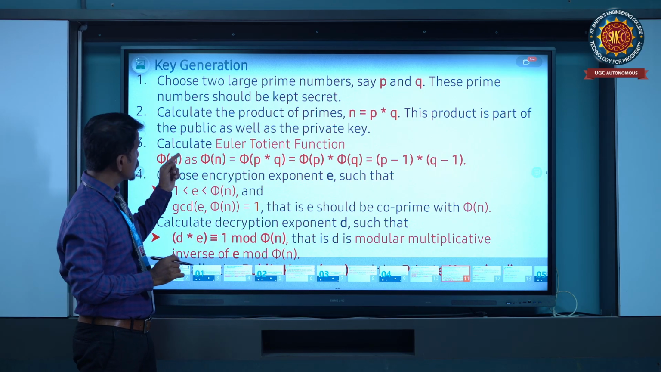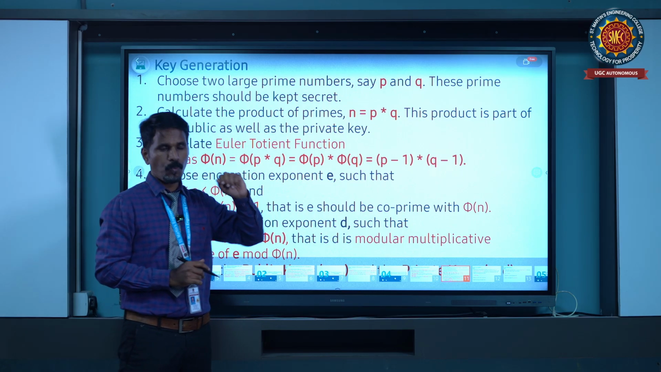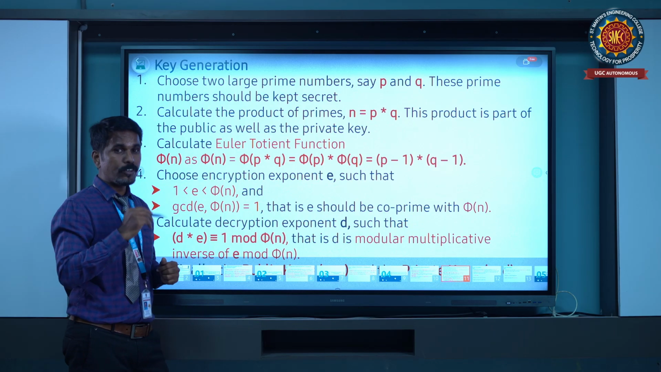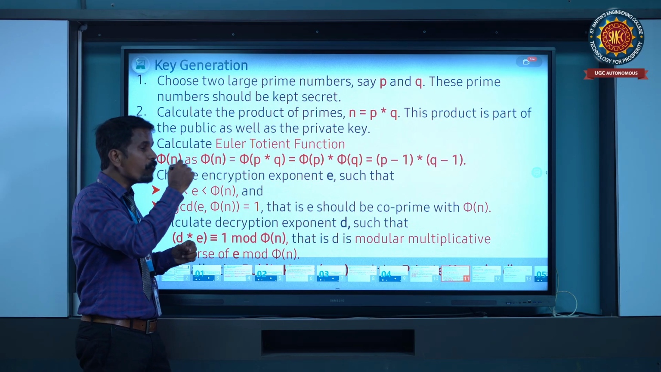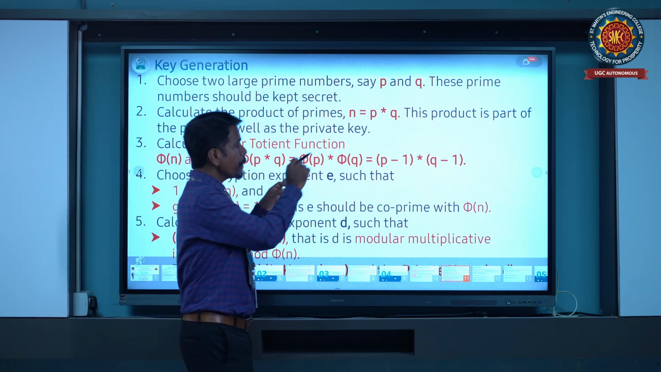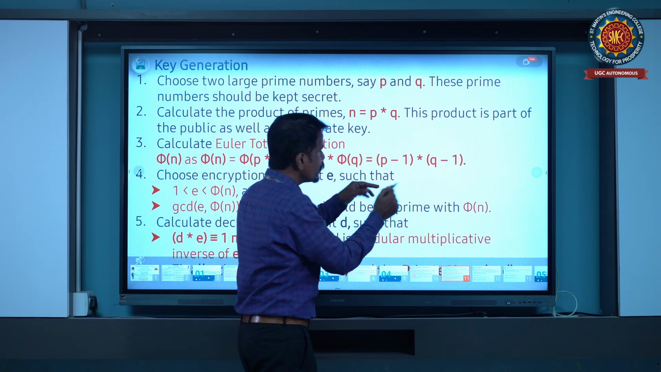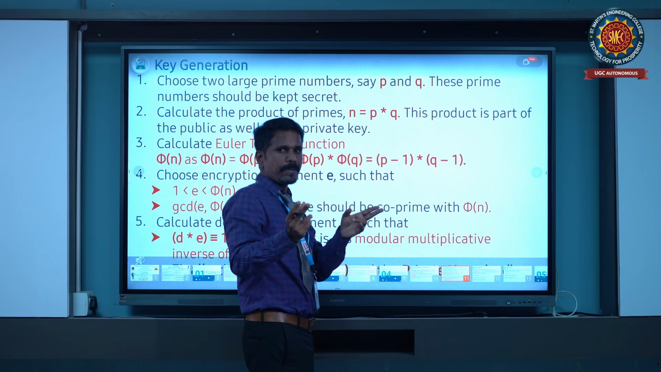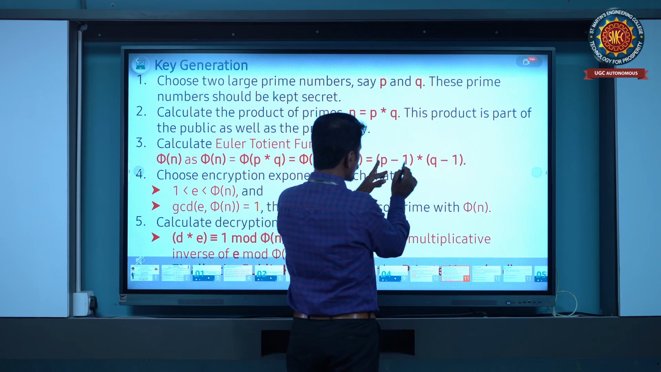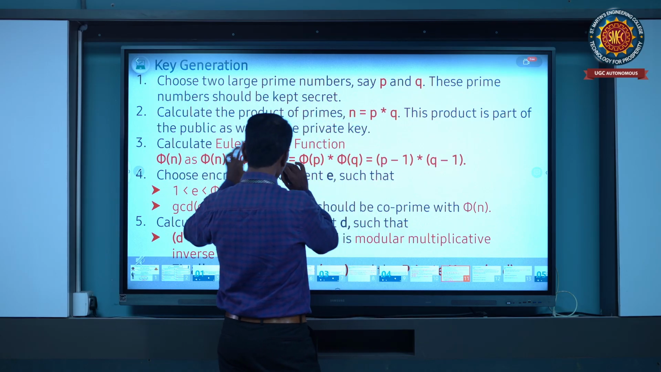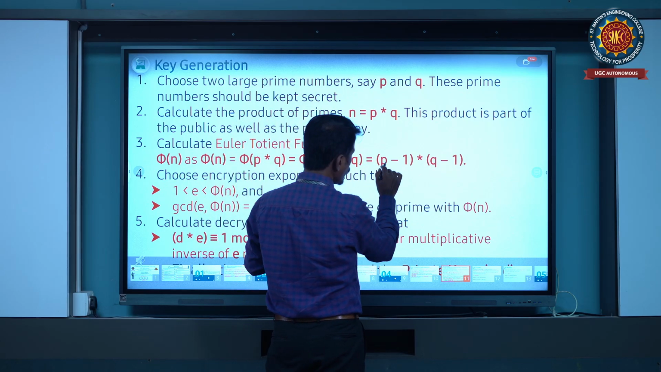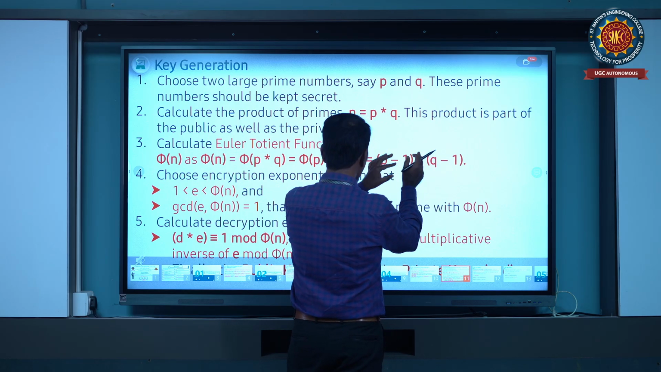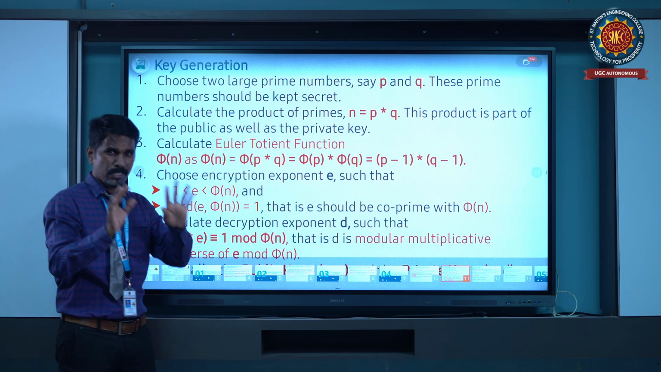Next, a very important one: calculate the Euler totient function. What is the Euler totient function? That is very important. Here we have to calculate it, and it is represented as phi of n. Phi of n equals (p minus 1) times (q minus 1). We already know the values of p and q, the large prime numbers we have already chosen. So how do we calculate the Euler totient function? Phi of n equals (p minus 1)(q minus 1). After calculating, one value comes, and that value is stored in phi of n. So this is the process.